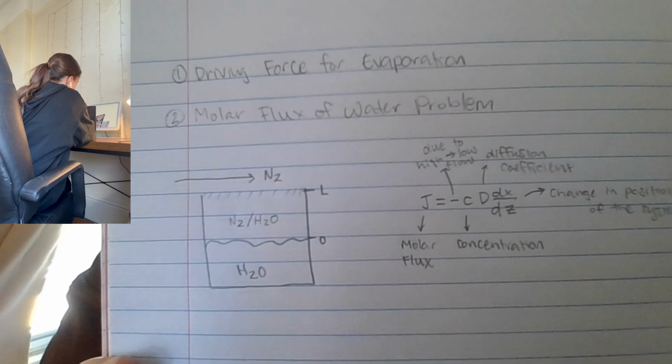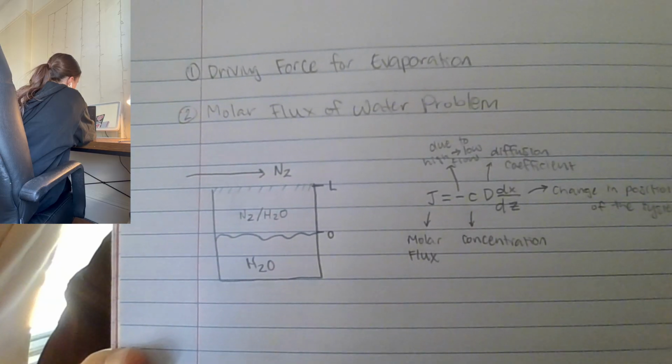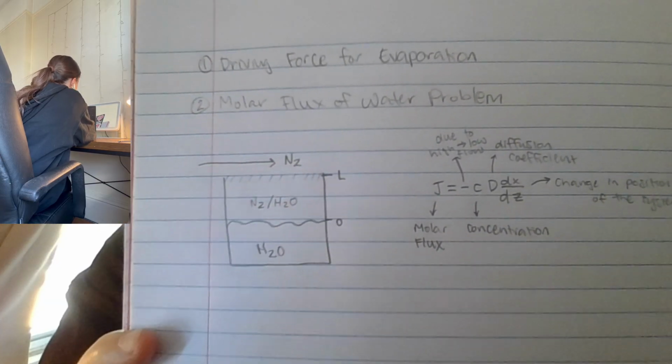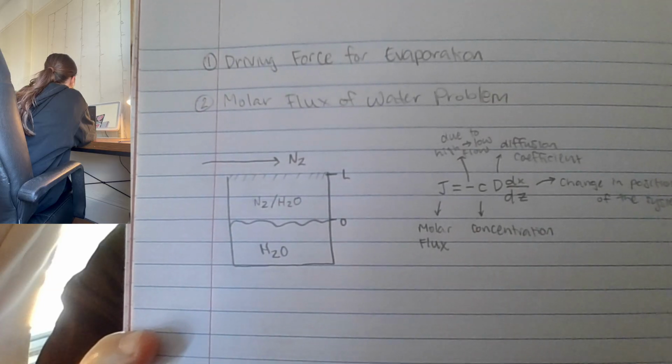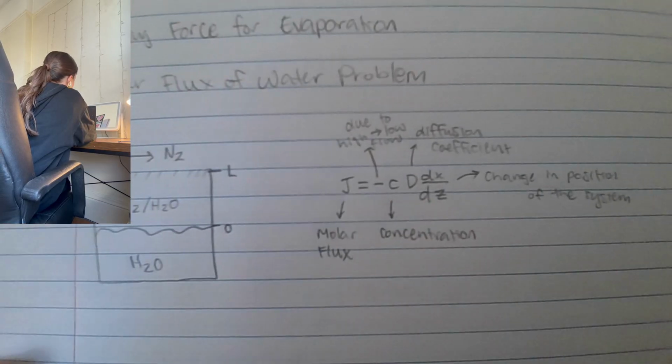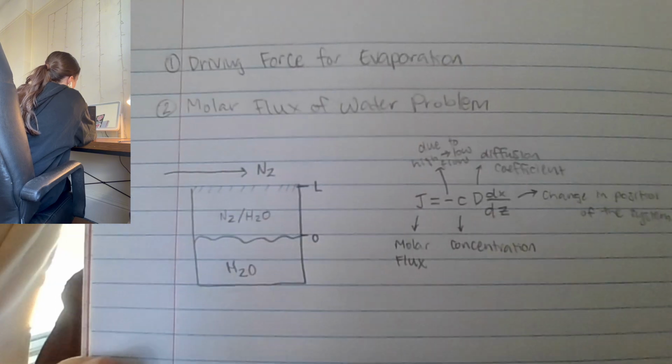So we have our molar flux, concentration, the negative is due to the high to low flow of energy, our diffusion coefficient, and then the change in position of the system as we go through. So that's why we have the 0 to L labeled there, because that's where we're looking at our change in position. That's where that comes into play.